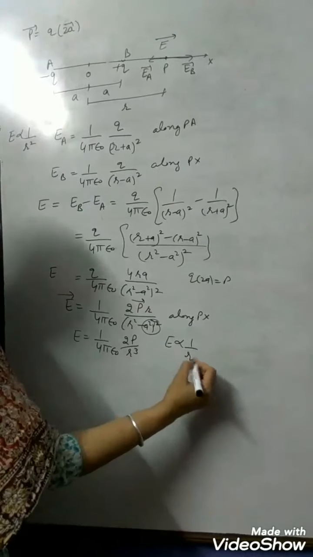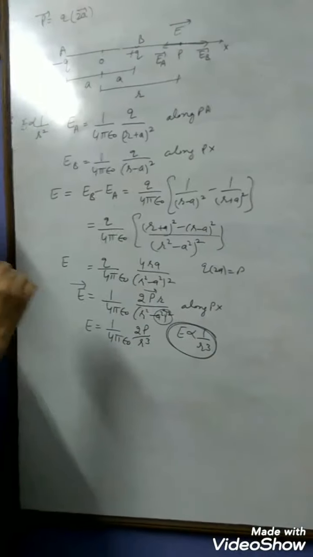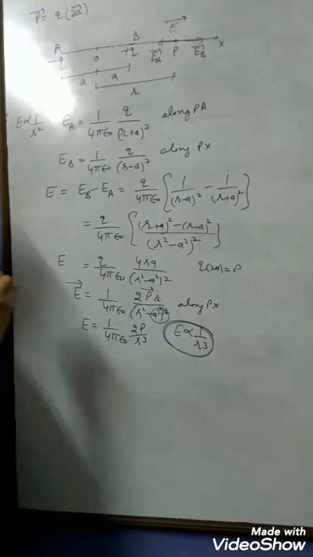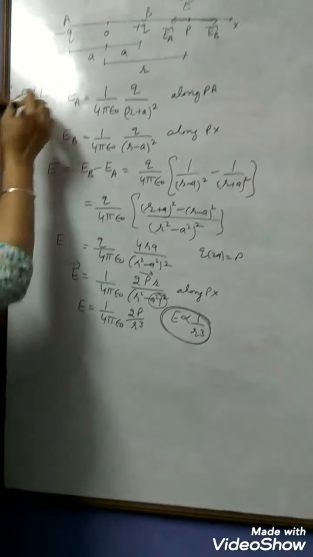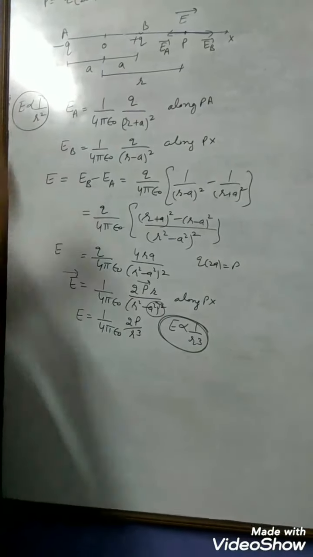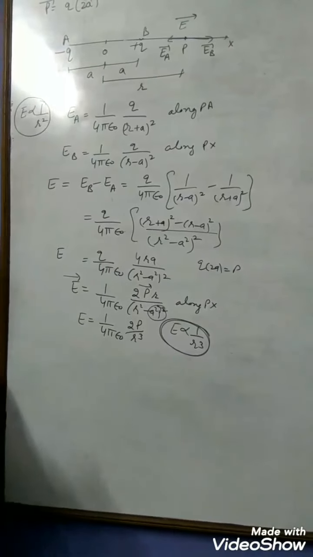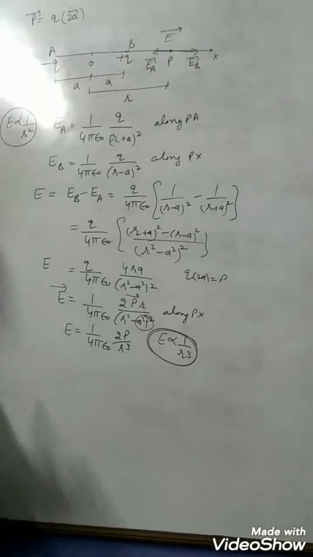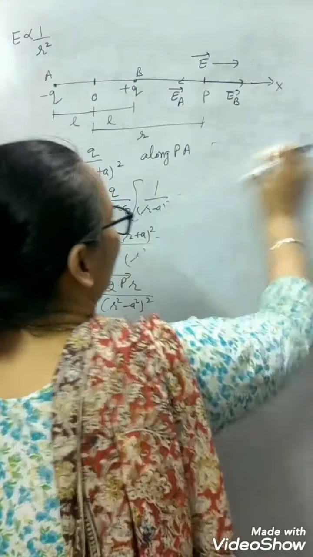E is proportional to 1/r cube. This means the electric field has cylindrical symmetry for the dipole, whereas for a point charge the electric field has spherical symmetry. Next, the electric field on the equatorial line.